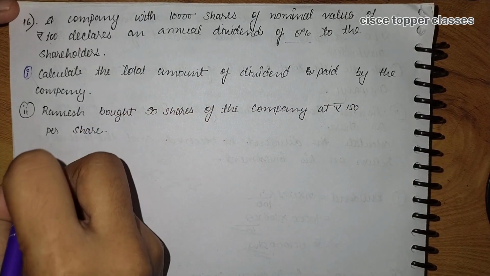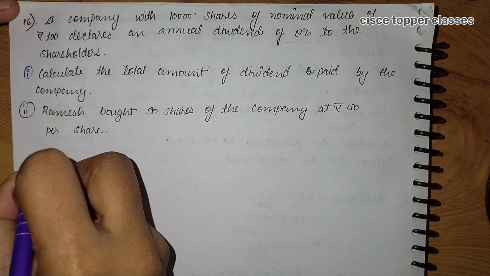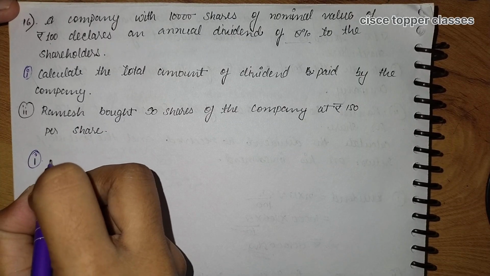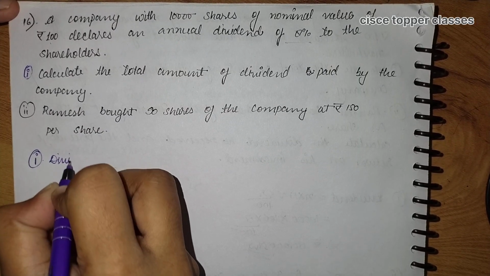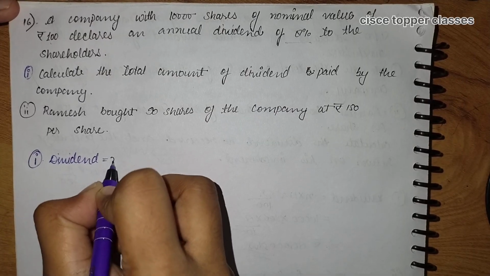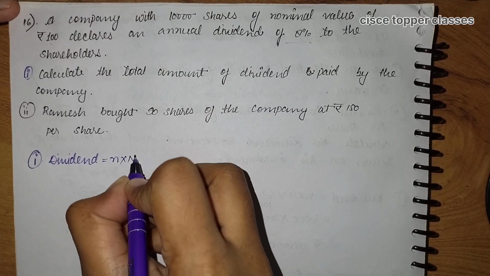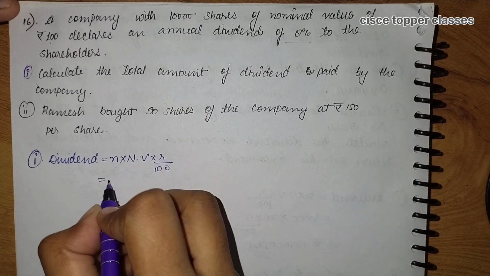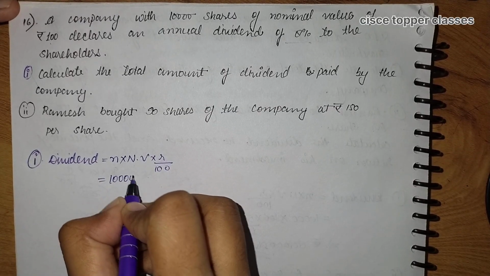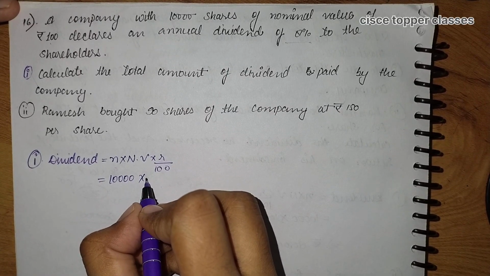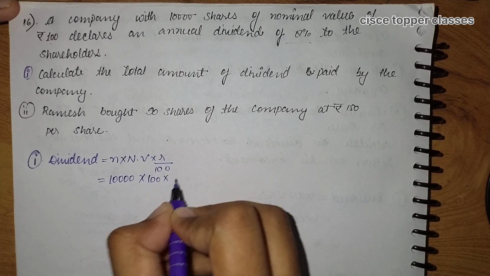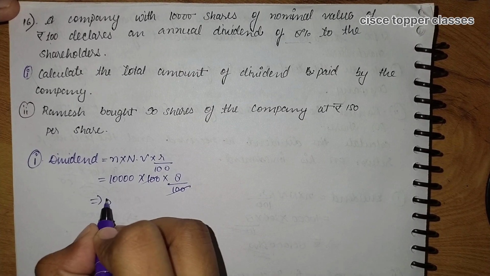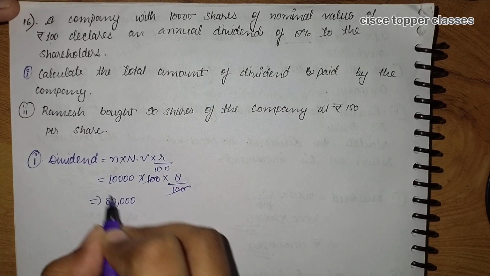If we have to calculate the total amount of dividend paid by the company, firstly we can write dividend will be n into nominal value into rate by 100. So on putting the value, shares are 10,000 here, nominal value is 100, into rate 8 by 100. 100 will be cancelled out, and here we will get 80,000 rupees as the dividend.